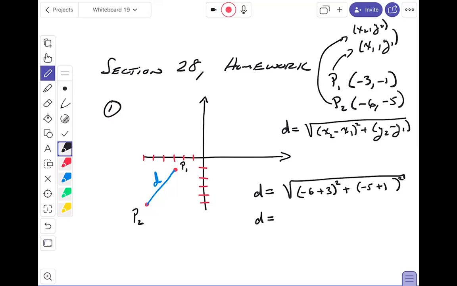Let's go through that. And what do you get? Again, we have an answer, we can check it. The first guy is going to be -6 + 3, which is -3. When you square that, you get 9. Plus -5 + 1 is -4. When you square that, you get 16. So D, 9 and 16 is 25. So the distance is 5.